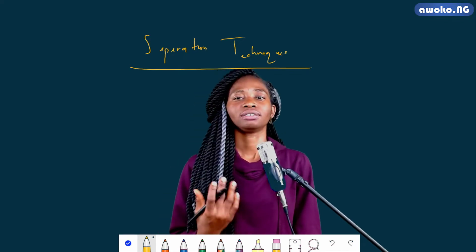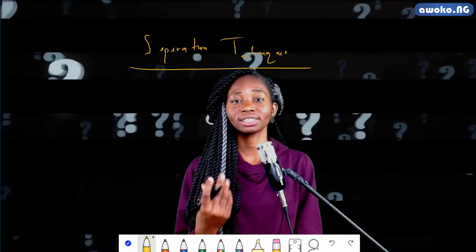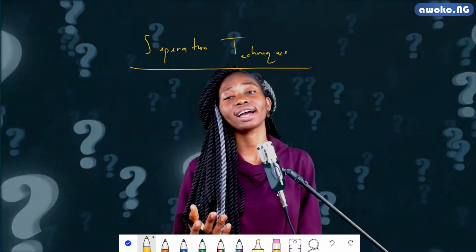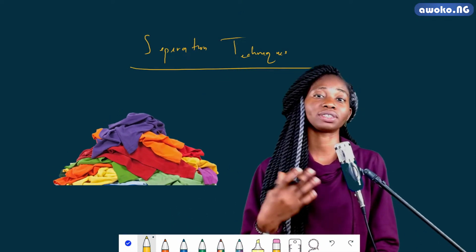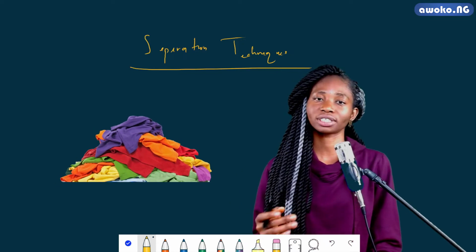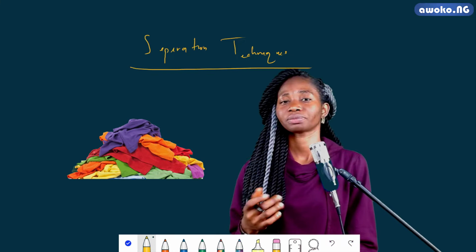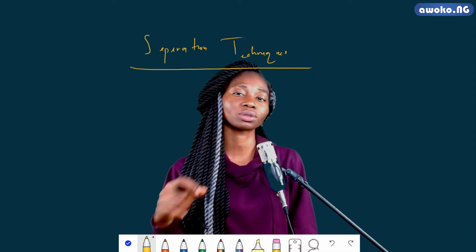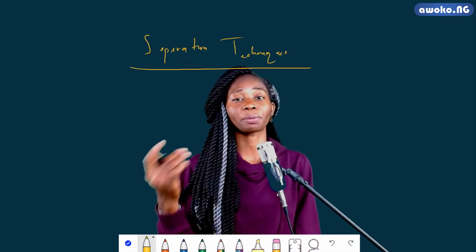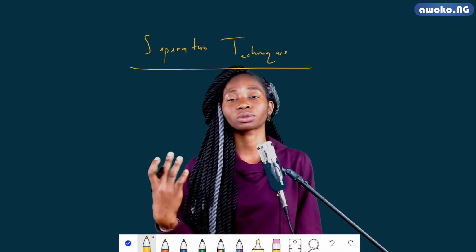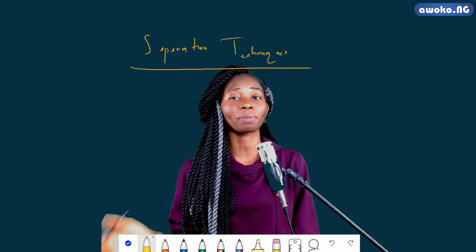Now, separation techniques, as the name implies, separation. What is separation? If I have a mixture of clothes, probably a mixture of dirty clothes and clean clothes, and I want to separate the clean clothes from the dirty clothes, simply what I'll do is pick out the dirty clothes or pick out the clean clothes. Now, the process of separation is simply picking out or dividing a particular substance into individual parts.